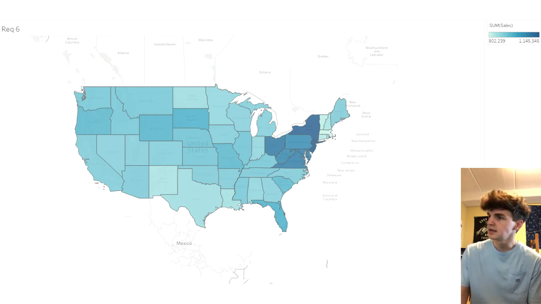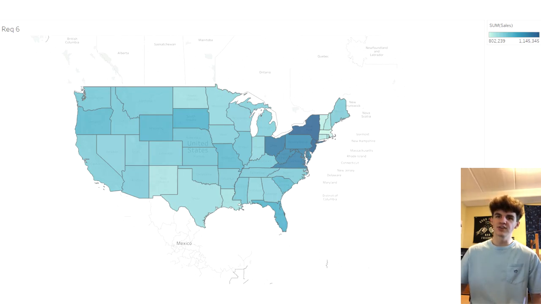And in the Southwest and the South in general and the Texas, New Mexico area, those are the lightest. And that followed along with the Midwest and Southeast part of sales.